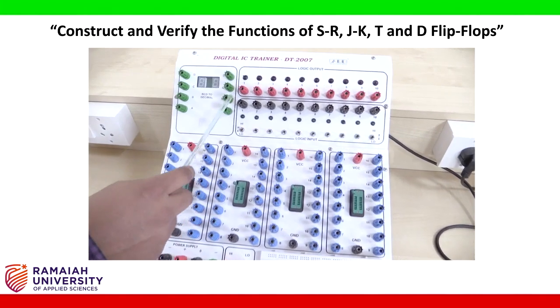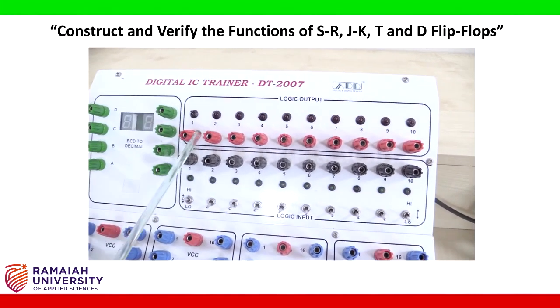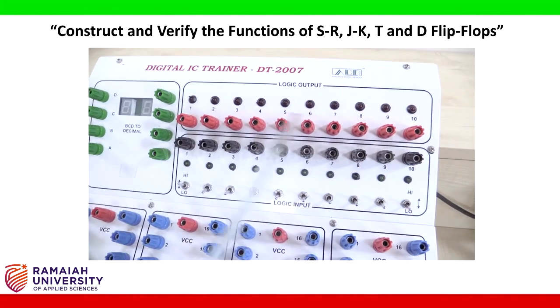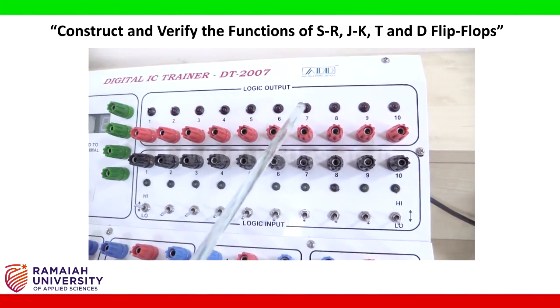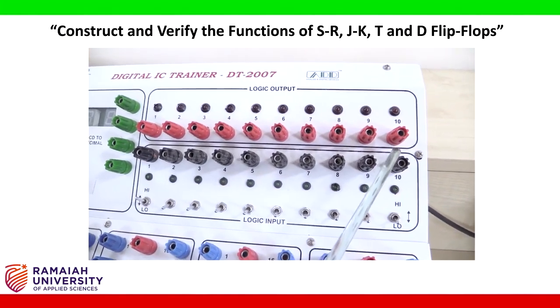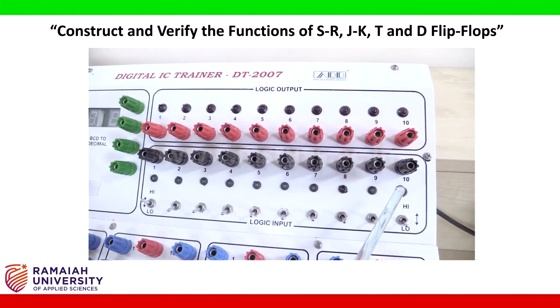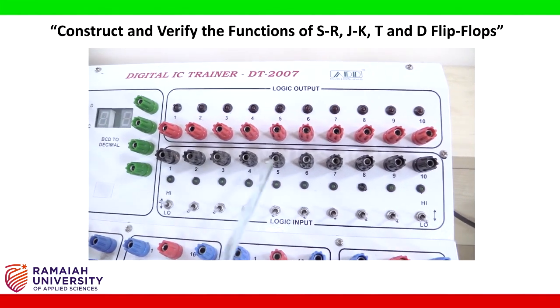It consists of output pins here at the top. Here you can see there are 10 different knobs which are in red color, indicates the outputs. The output can be seen using the LED bulbs which are there just above the knobs. Here at the bottom again you can see there are 10 black color knobs which represent the inputs. Here we are going to connect the inputs.